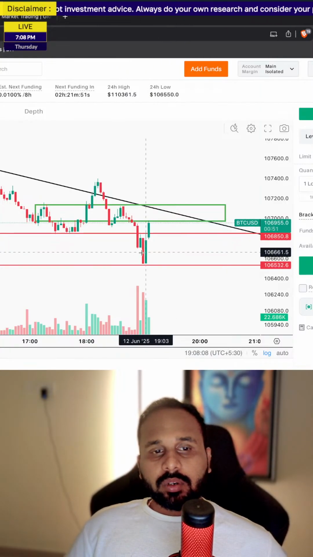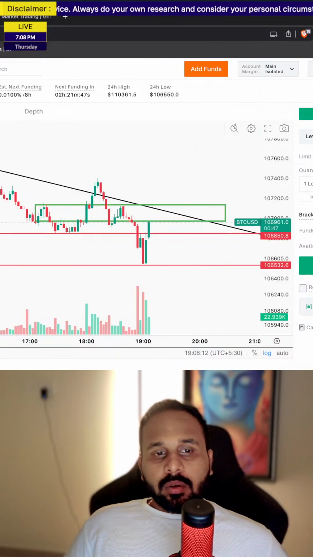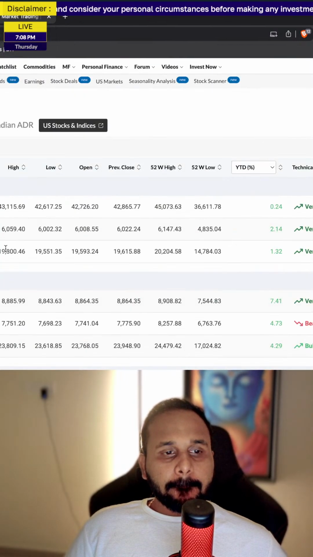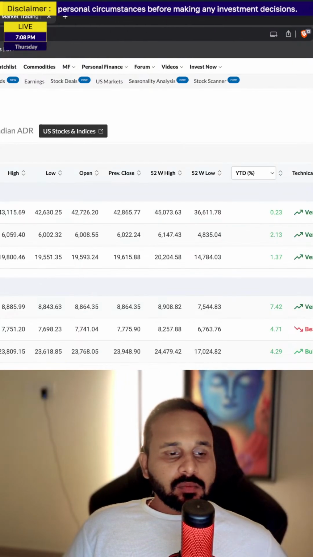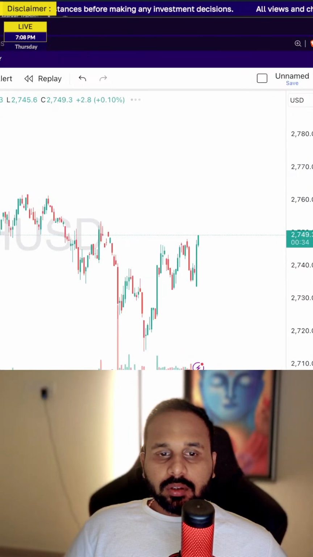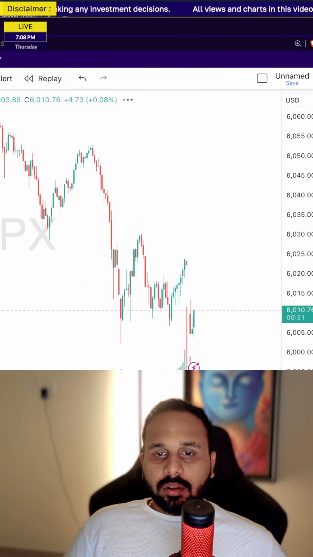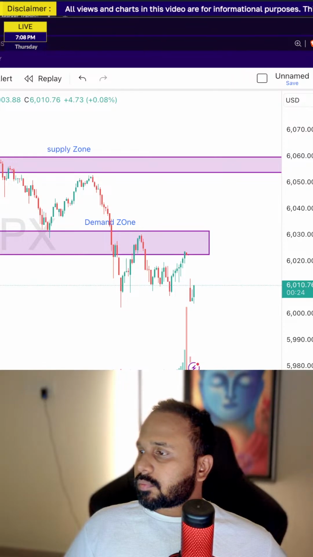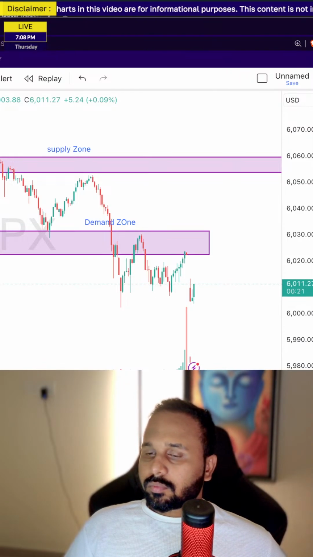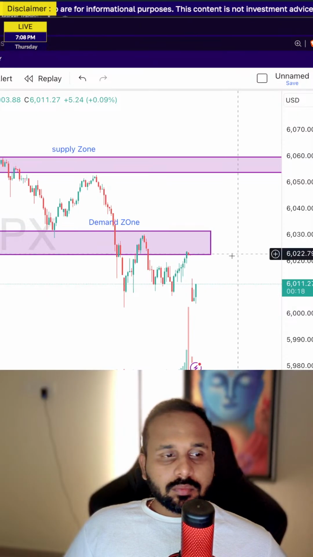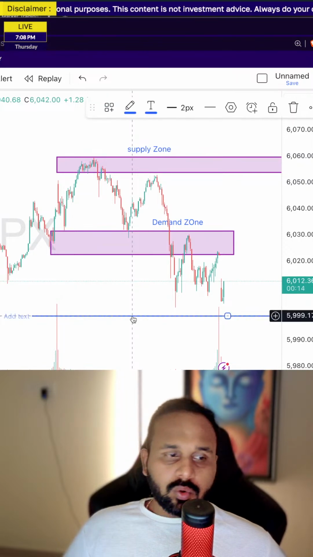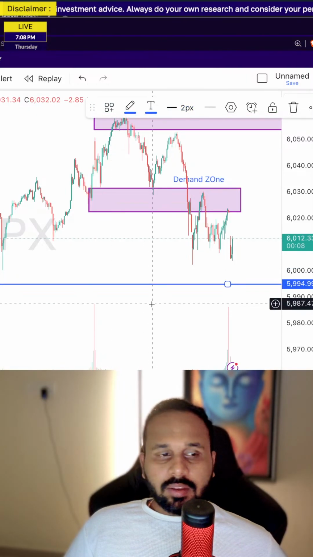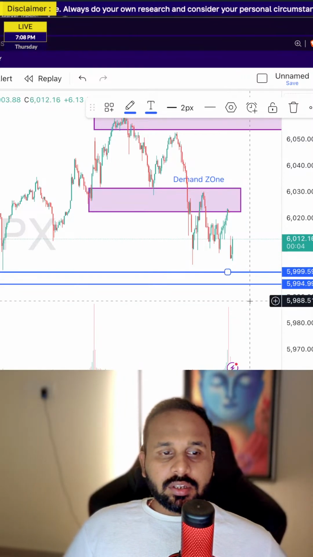6,500, 400 points is nothing. What is happening with Ethereum? S&P 500 demand. Without reaching the support only, it is moving towards the upside. This is the previous supporting zone. Without reaching that level, if the market is moving, how do we trust that upside move?